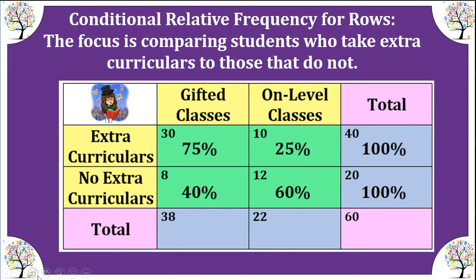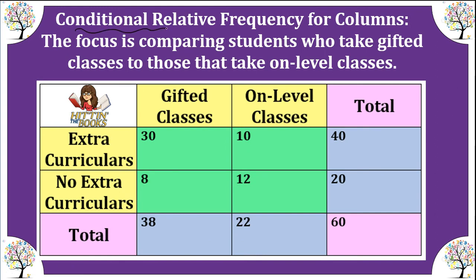Now let's take a look at conditional relative frequency by columns. So this time we're going to only look at our categories in our columns. So we do not need any of these totals. We're only going to be using our column numbers. So we're comparing if you are in gifted classes, can I predict, or is there an association, that you will or will not have extracurriculars? So 30 out of 38 people that have gifted classes, 30 of those folks have extracurriculars.